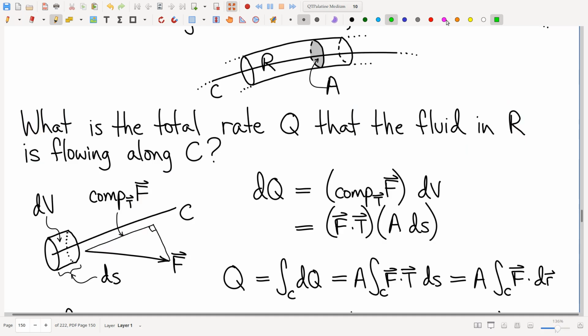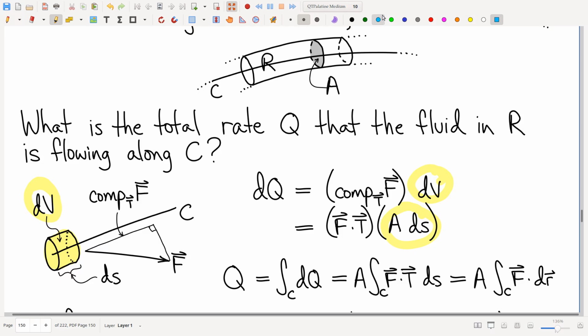No big deal here. In fact, I can talk about... Let's see here. I just don't want to mix up my colors. Here's a piece of fluid, and it's not hard to write down how much fluid that is. It's just area times thickness. That's how much fluid is in that little piece of our tube-like domain of fluid.